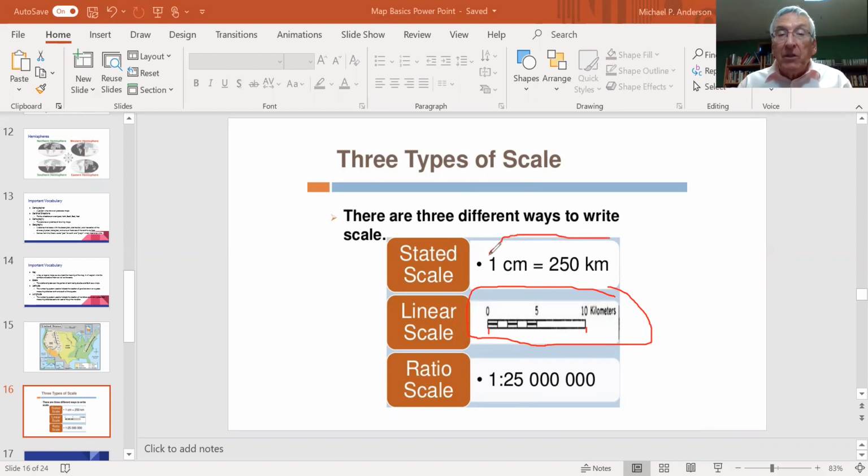Stated scale simply says 1 centimeter on the map is the same as 250 kilometers on the ground. And then ratio scale is pretty much like a stated scale. It's 1 to 25 million. Okay, that is it for today.